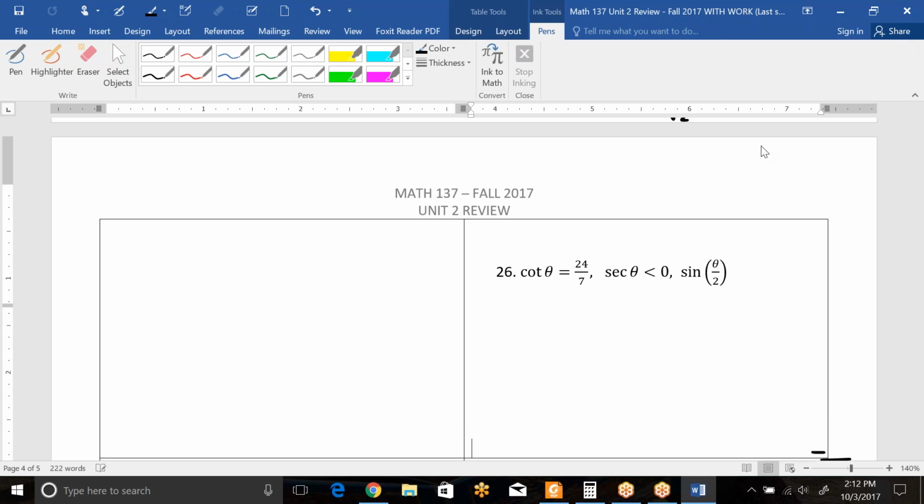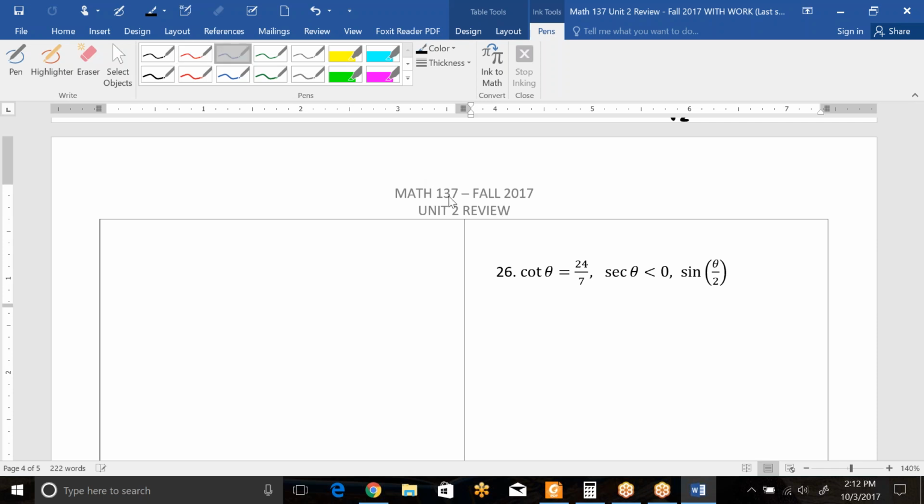This time we're given cotangent, so we are going to have to find our cosine since they didn't give it to me. And they told us that secant or cosine is in the negative family this time, so less than 0.